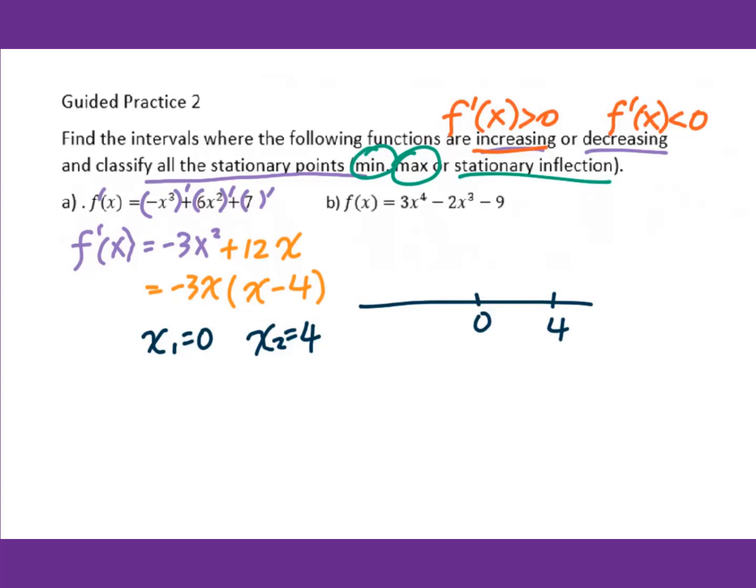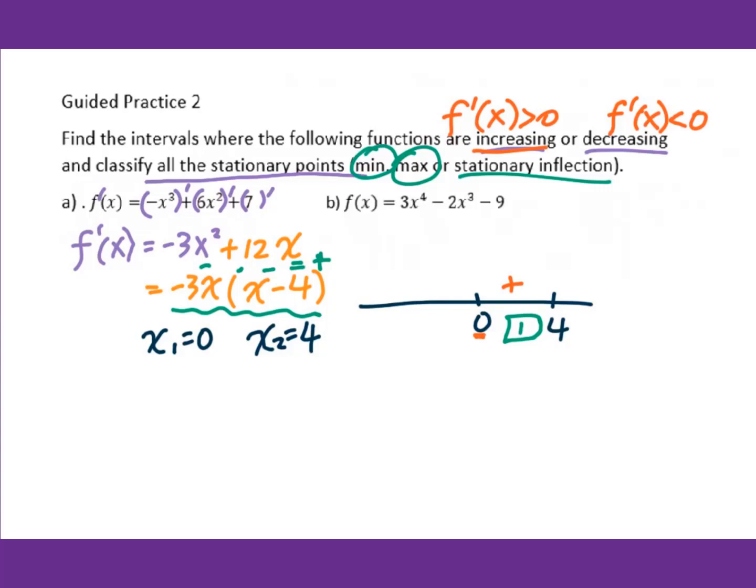Choose any number you want. Basically, we choose 0, 1, 2, 3. Here's 0, so we cannot choose 0. I use 1. I plug 1 into this factored form function. When you plug in 1, negative 3 times 1 is negative. x minus 4, that's 1 minus 4, is negative. Negative times negative equals positive. So I will put a positive here.